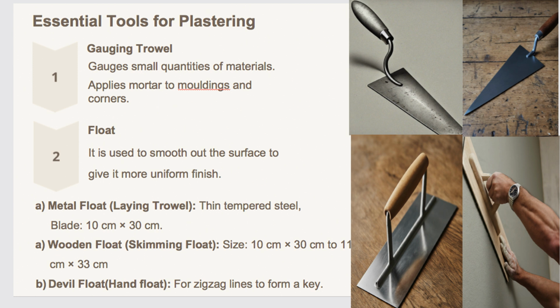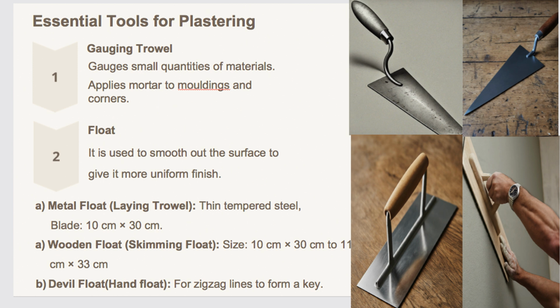This versatile tool comes in two main types. Metal float, also called laying trowel, made from thin, tough steel. It is perfect for laying down the initial layer of the plaster and achieving a smooth finish. The blade size typically ranges from 10 cm by 30 cm, ensuring you cover areas effectively.